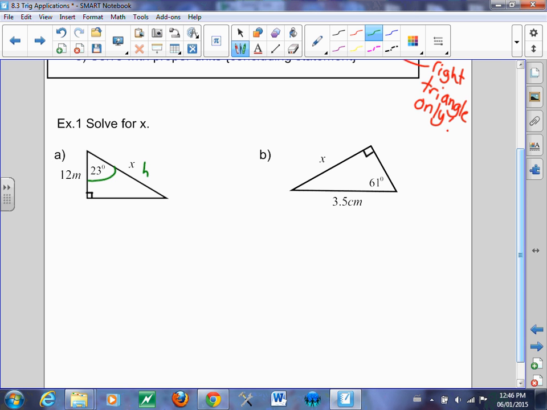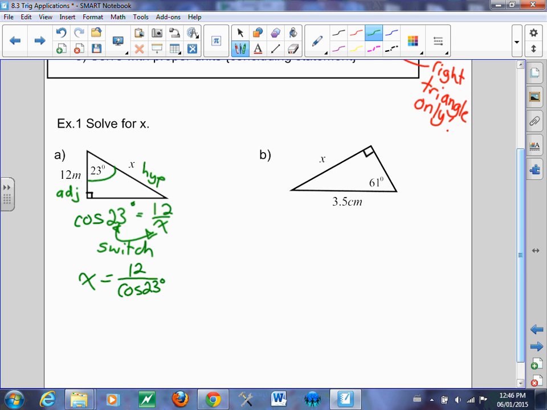So if you need to write that in, good. If you're past that, you know what sides they are already, you don't need to write that in anymore because we're getting close to that, okay? So we're going to go cos because adjacent and hypotenuse is the cos ratio. So cos of 23 degrees equals 12 over x. X is on the bottom, guys, so you do the switch. So it's going to be x equals 12 divided by cos of 23 degrees.